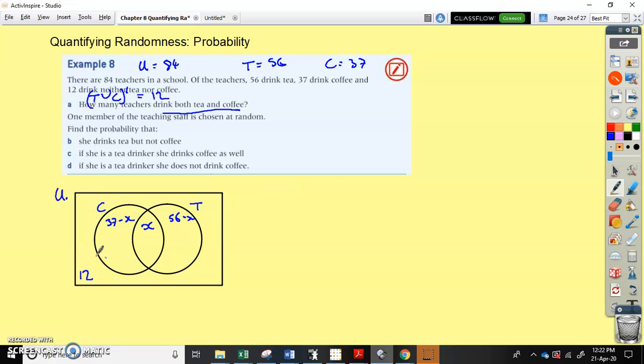That means that all of these, 37 minus x plus 56 minus x, it's a mouthful, is going to be 93 minus x, which is going to equal our total minus 12, so 84 minus 12 is going to give us 72. So x, that middle value there, is going to be 21. So let's put that in and complete our Venn diagram.